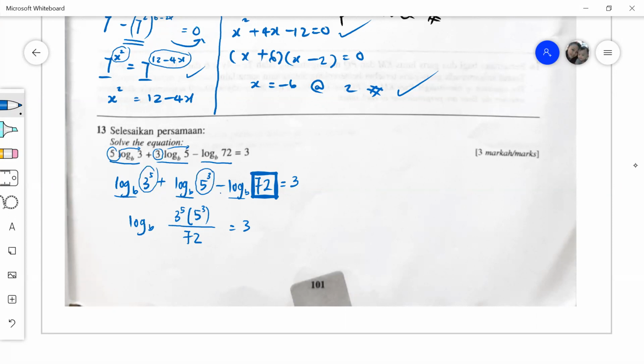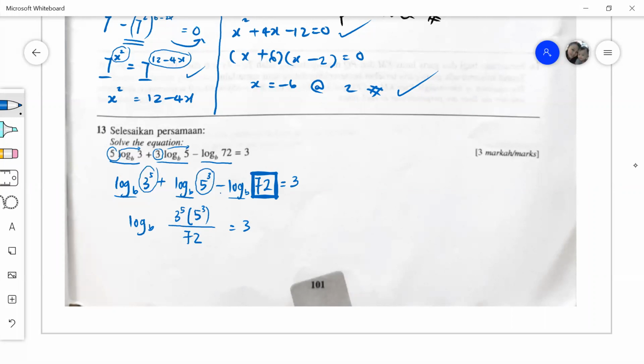30,375. Hey, wait. Hey, your answer? Waiting for your answer. 30,375. Wow. Such a big number. Can you write for me? After you log or before you log it? No, teacher asked for 3 to the power 5 times 5 to the power 3. You can't log it because log base b, there is no value for your b.